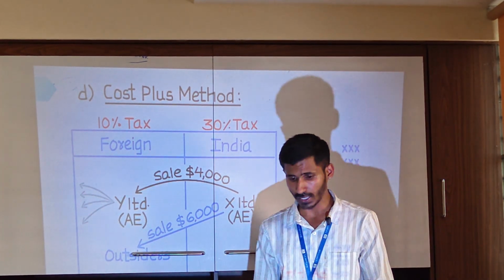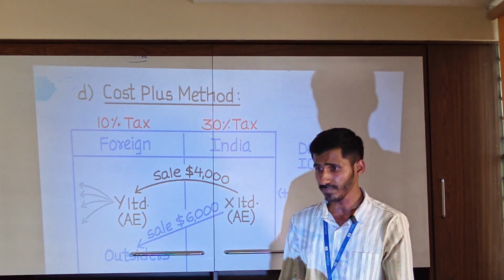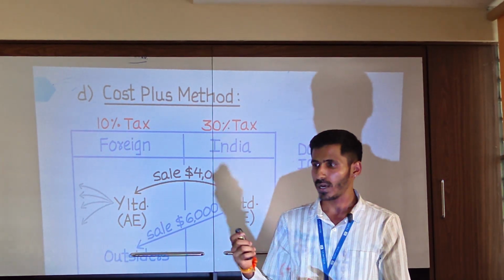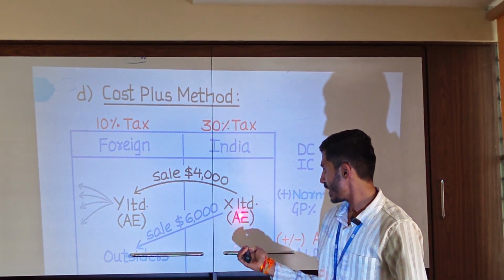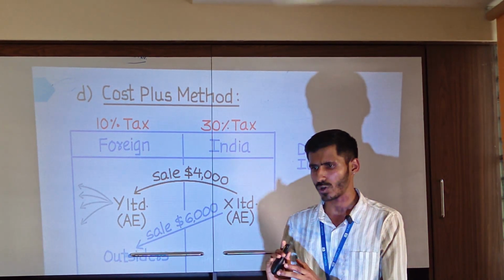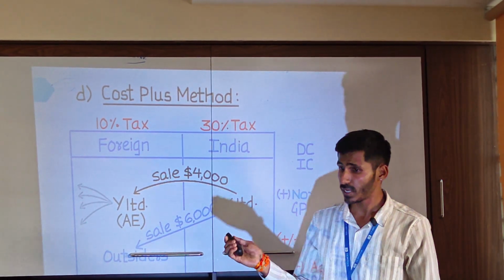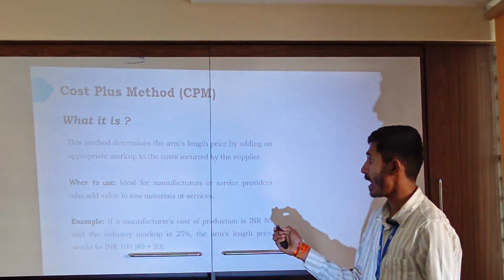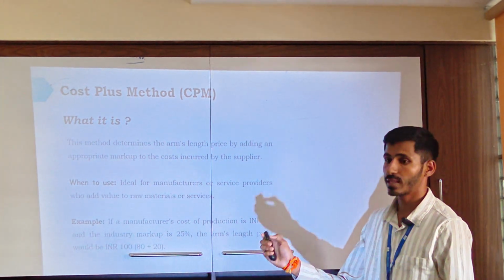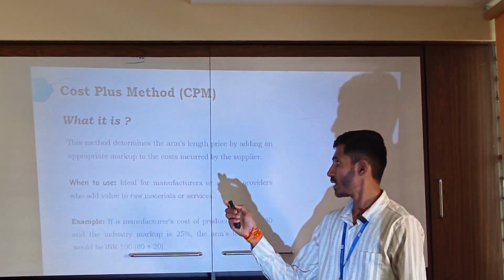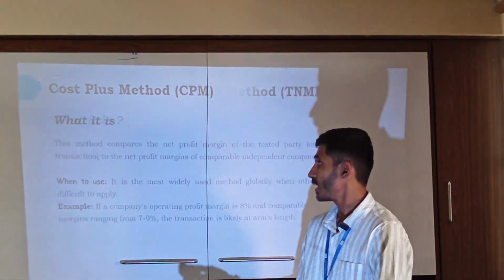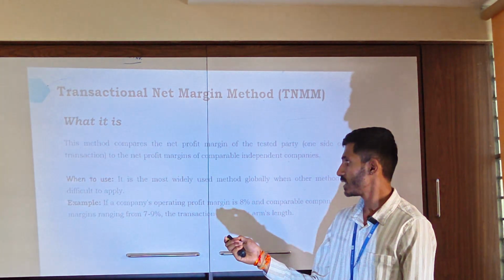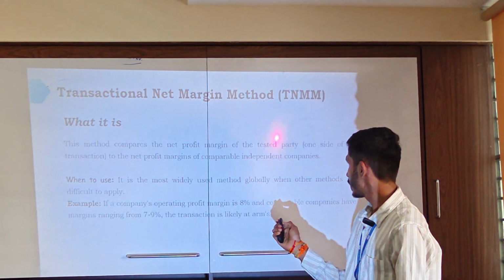This cost plus method is used where there are competitive goods. Example: if there is a chemical company, and many chemical companies have the same standardized gross profit, then cost plus method applies there. If you look back to the definition, this method determines arm length price by adding the appropriate markup, that is nothing but standardized gross profit, to the cost incurred by the supplier. Next method is transactional net margin method, TNMM. What is this? This method compares the net profit margin to the tested party.